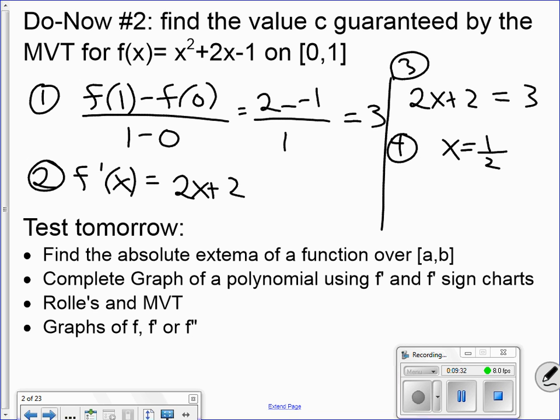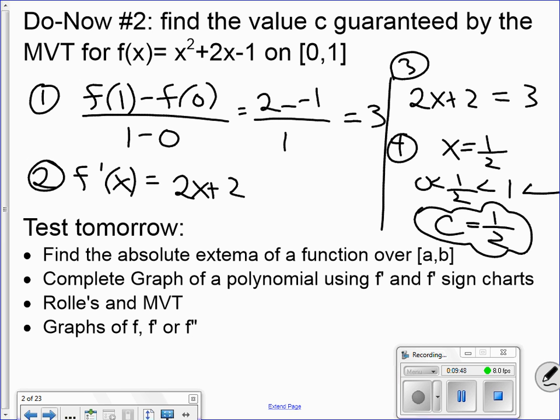Now you have to ask yourself, is 1/2 between the endpoints? Is it between 0 and 1? Yeah. So what do we call that answer? C. Because they say find the value C guaranteed by the mean value theorem. You find C. Then there would have to be some other value. Maybe you have 3 solutions, but you would only take the values in the interval.